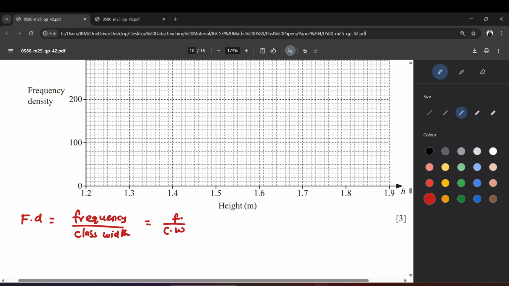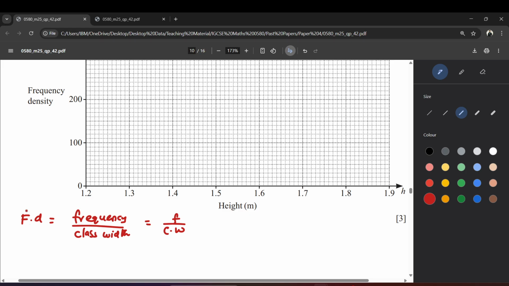Now, if any of you have any confusion in remembering this formula, or you are stuck that you always mix up the class width, sometimes you write class width as the numerator and frequency at the bottom, in order to get rid of that, just keep in mind here frequency density is the word. That's what you need to find.